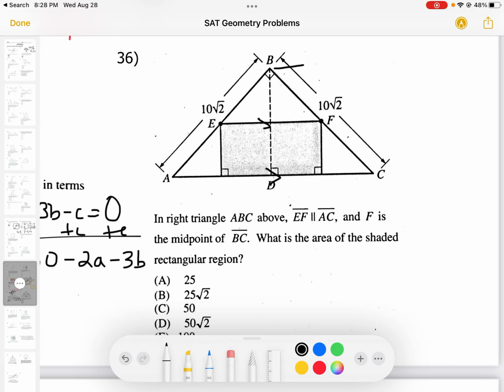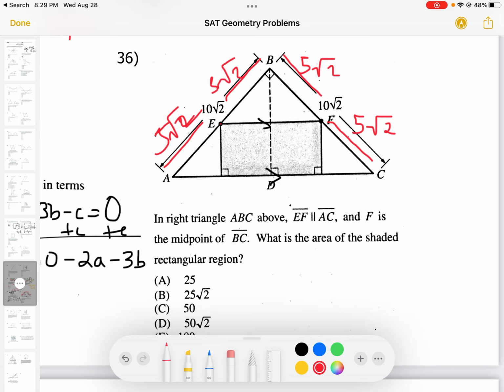So what we know, if F is the midpoint, is that this region right here, let me draw it better, let me actually do it in red, this region is 5 root 2. And then this region is, again, 5 root 2. And because EF is parallel to AC, that means E is also a midpoint, right? So this will also be 5 root 2, and this will also be 5 root 2.